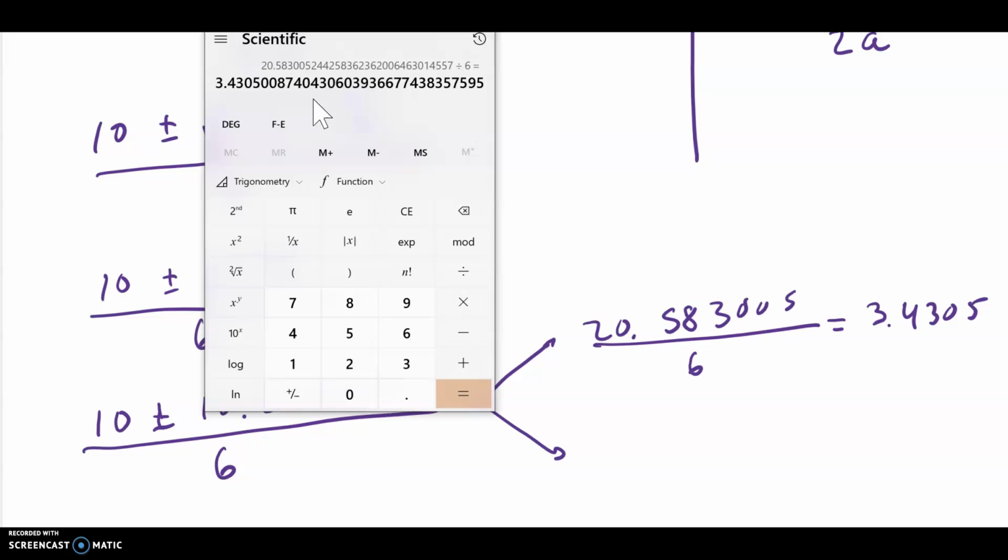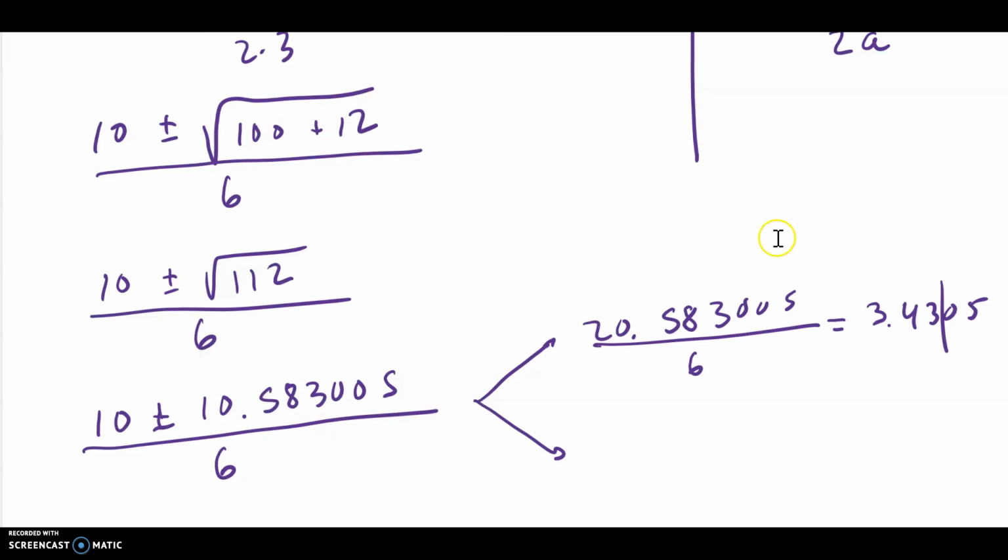And the direction said round off to 2 digits. So there's the cutoff. The next number over is less than 5. So you just round this to 3.43.